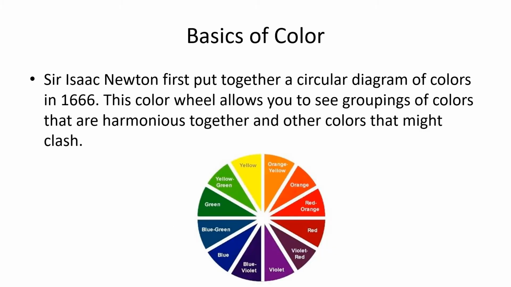The first person to assemble a color wheel or a circular diagram of colors was Sir Isaac Newton in the 1600s. He created the color wheel, and it allows you, because it's so organized, to see groupings of colors and determine which ones are harmonious together and which ones might clash together.